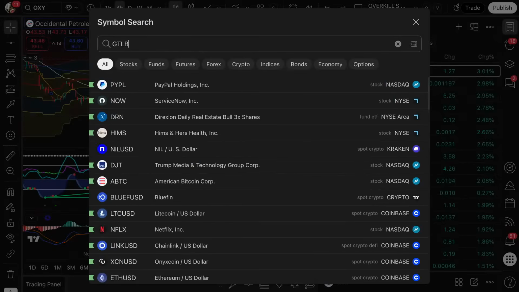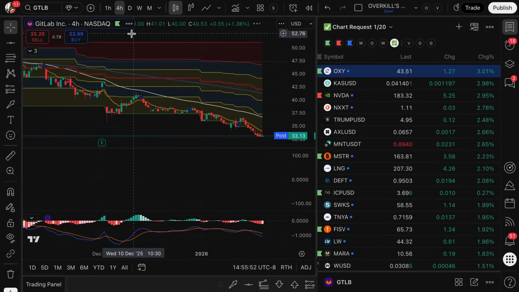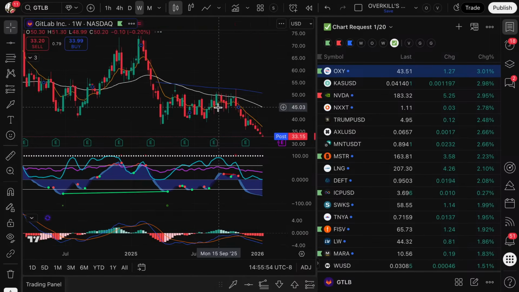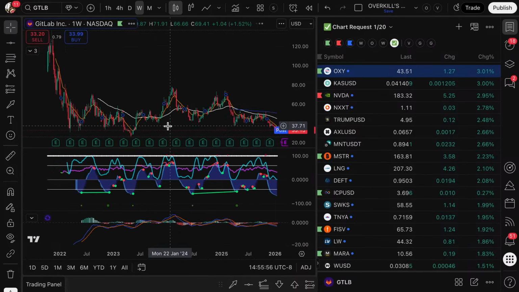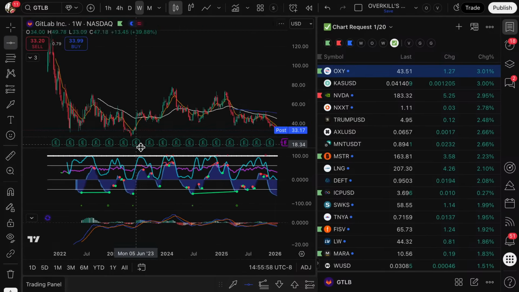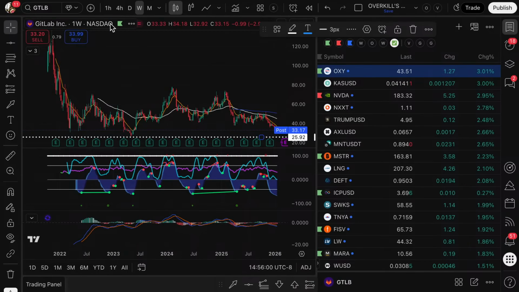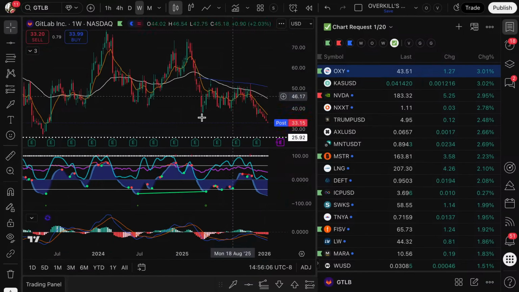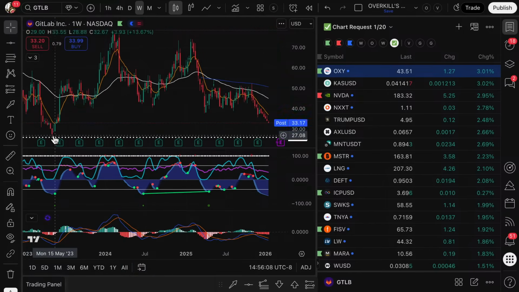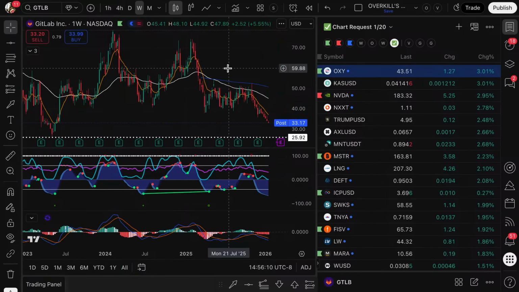GTLB from the chat. GitLab's getting smoked here. Good. Okay, looking for the green dot on the weekly on GitLab. You can see it bounce back here at 26. I like this one. This one's on our watch list. If it's green up here, that means it's on our watch list from Friday. So this one's selling off good. Again, we're not scared of a sell-off. This is an opportunity. I'd look for the green dot there on GitLab.